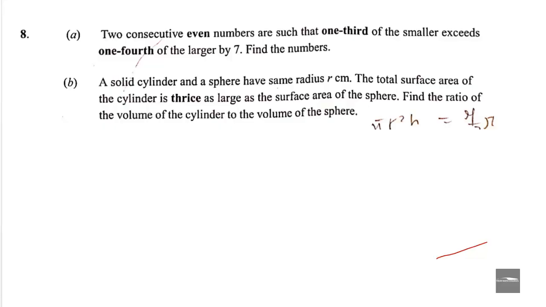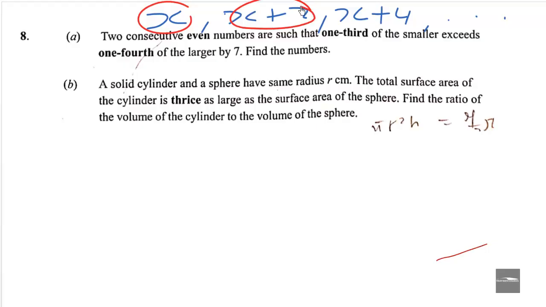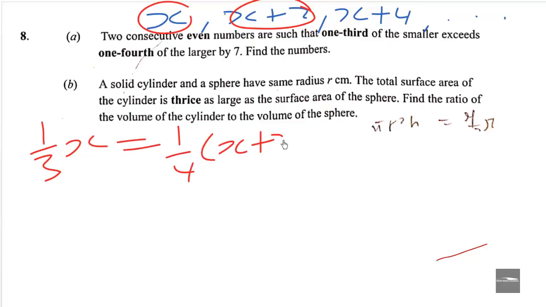So we know the even numbers are like this: x, x plus 2, x plus 4, and so forth. So let's pick two consecutive ones. And we're told that two consecutive even numbers are such that 1/3 of the smaller one, so 1 over 3 x, exceeds 1/4 of the larger one, so 1 over 4 (x plus 2), by 7.